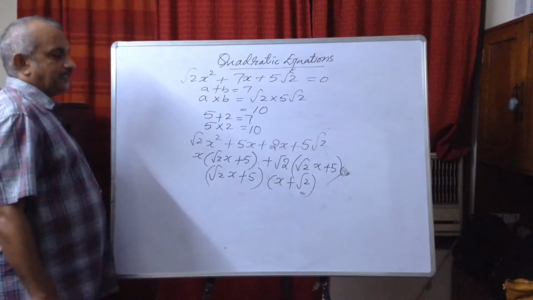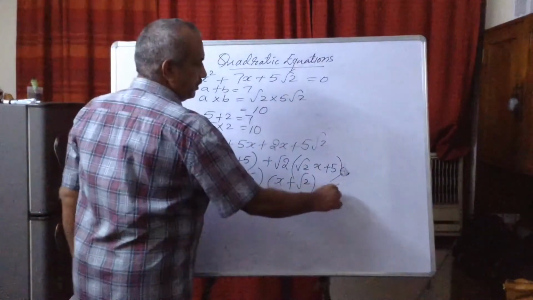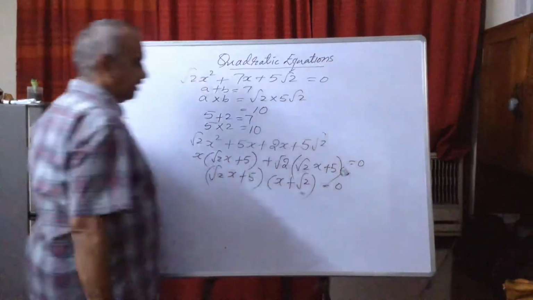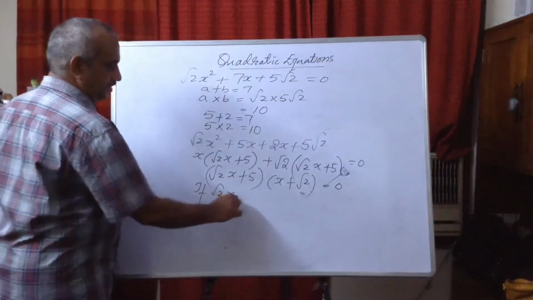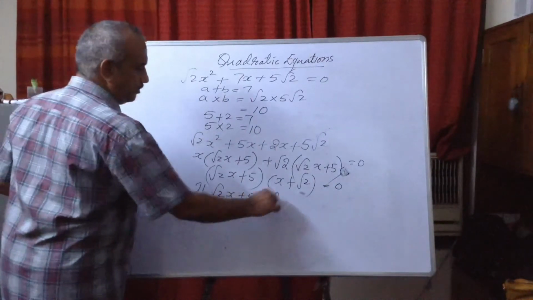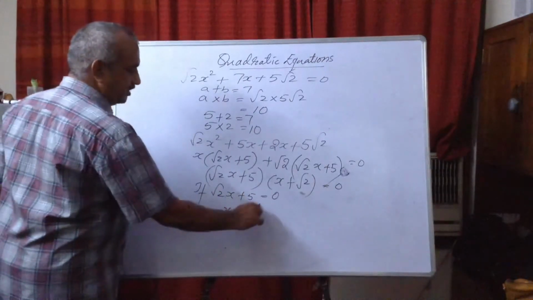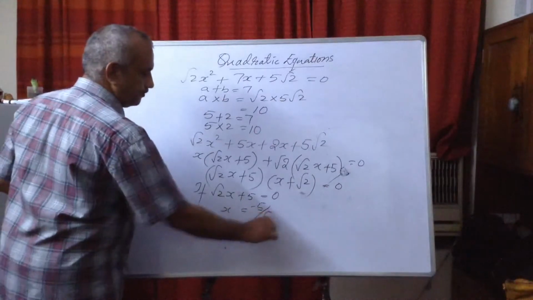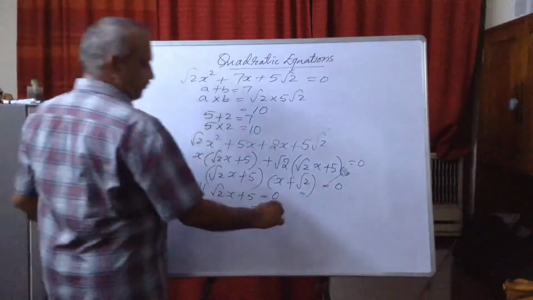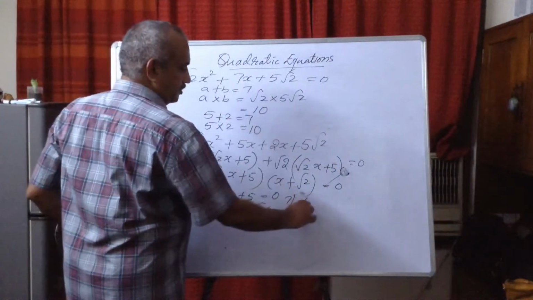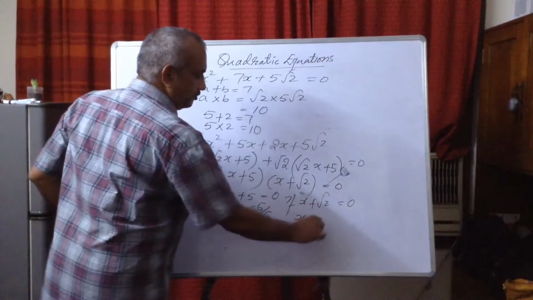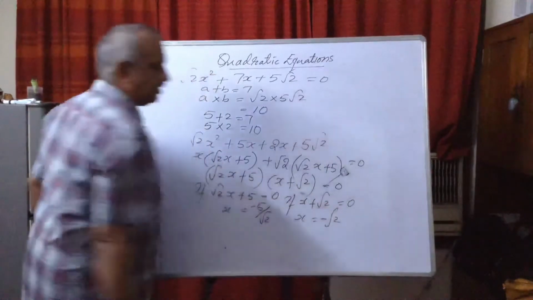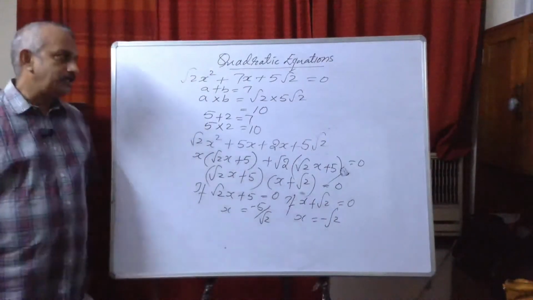So root 2x plus 5 is common into x plus root 2. So this is the factorization. Is equal to 0 is there in every case. Then if root 2x plus 5 is equal to 0, x is equal to minus 5 upon root 2. Now if x plus root 2 is equal to 0, x is equal to minus root 2. Like this we get.